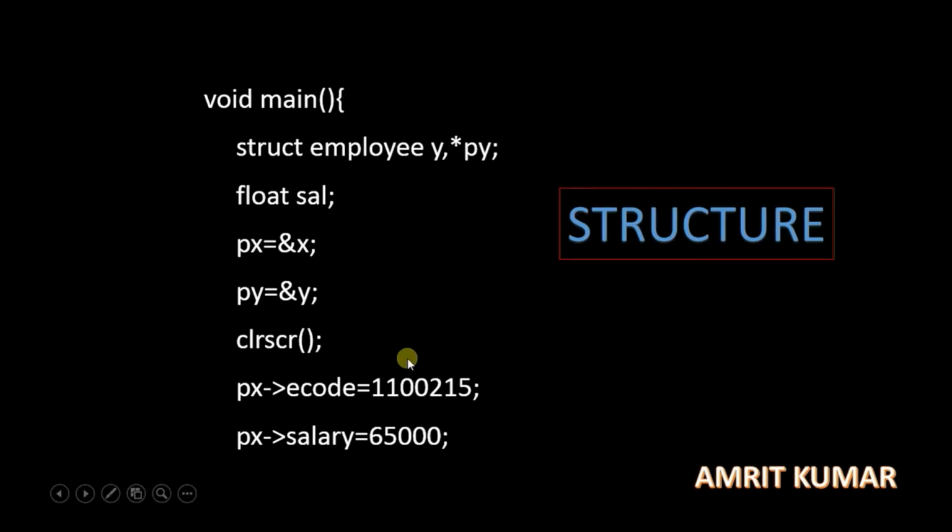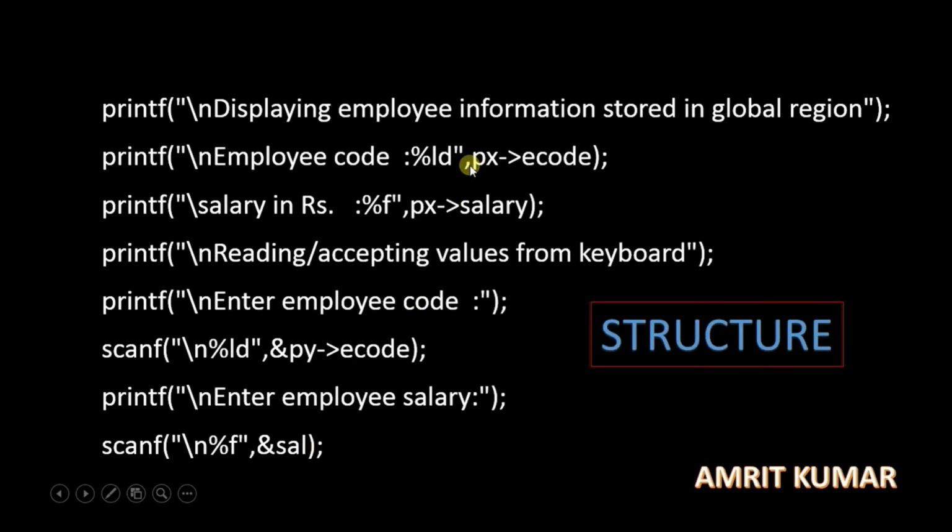So after the assignment of all these things, I am declaring here the employee code and the salary in rupees, and I am printing this value here. So that number is going to be printed here. After that I am using the printf, which is used to print a message on the screen. Therefore I am printing, reading, accepting values from the keyboard, and I am printing enter employee code. So enter employee code will be displayed on the prompt. A prompt means the C command prompt.